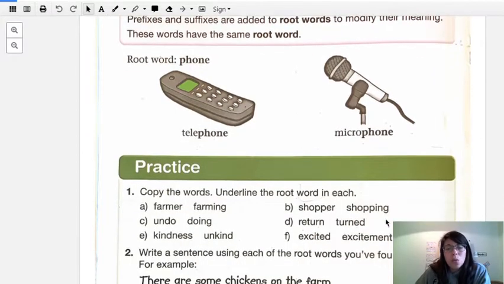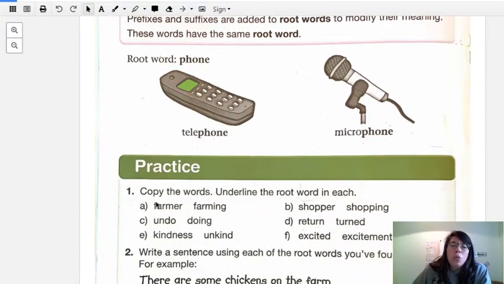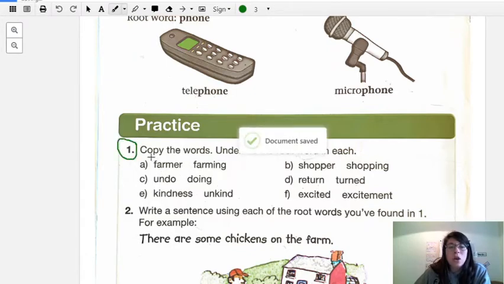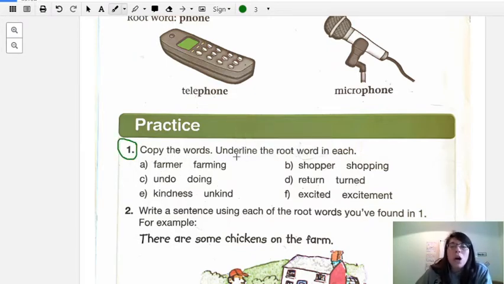So, we're going to do some practice, okay? In this first exercise, I'm going to go ahead and circle it here. It says copy the words, and then it says underline the root word in each. So when I copy these words, I'm going to see what they have in common. So I have letter A, farmer, and next to it, I have farming. So definitely, the root word is farm. It's the part that they both have in common. Okay?